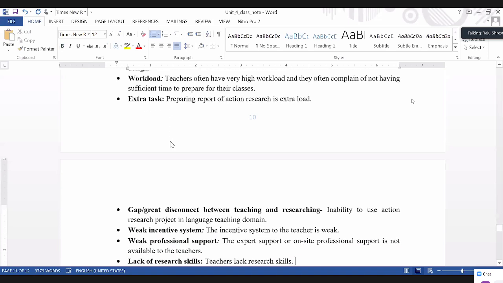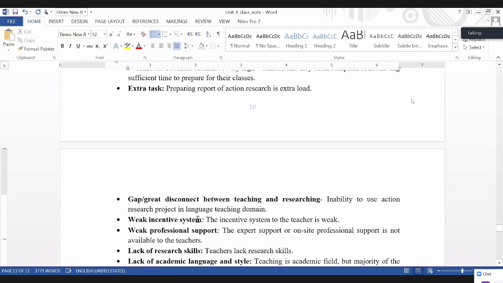Then weak incentive system, प्रोत्साहन एकदमै कमजोर प्रोत्साहन प्रणाली छ हामीसँग हैन. उस अलिकति मोटिभेसन गर्ने, अलिकति इन्करेज गर्ने, इन्स्पायर गर्ने कल्चर छैन हामीसँग. प्रोफेसनल सपोर्ट पनि, पेशागत सहायता उनीहरूले पनि पाउँदैनन्.